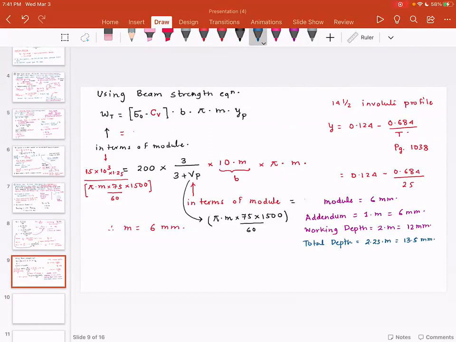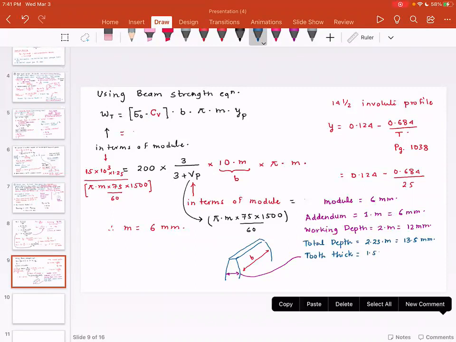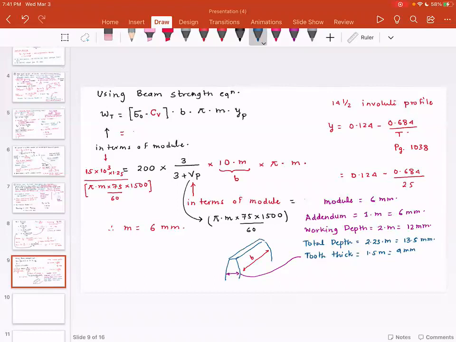Then you will have to find out the tooth thickness. And please note, tooth thickness is different than the face width. Just to give you some clarification, face width is from here to here. This is the face width. And tooth thickness is from here to here. Tooth thickness is given as 1.5 times module, which is equal to 9 millimeter. And then you will have clearance, which is equal to 0.25 times m, which is 1.5 millimeter.